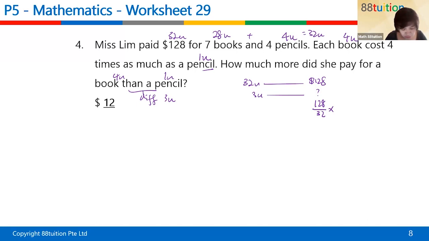Okay, so 128 divided by 32 times 3, and you get $12.